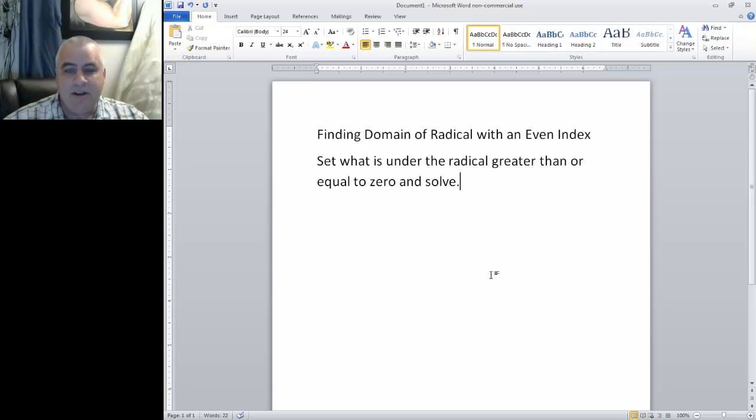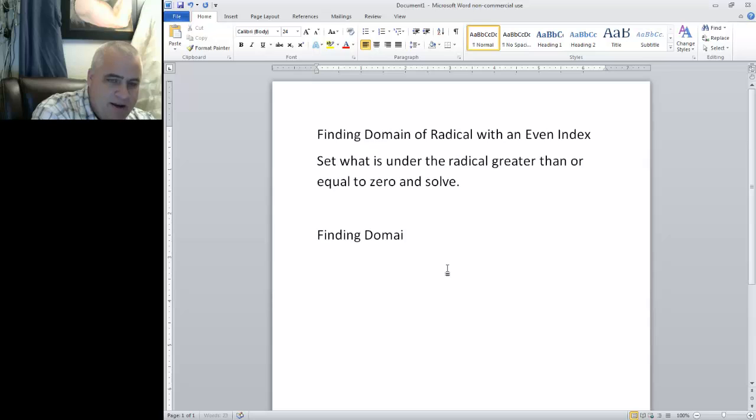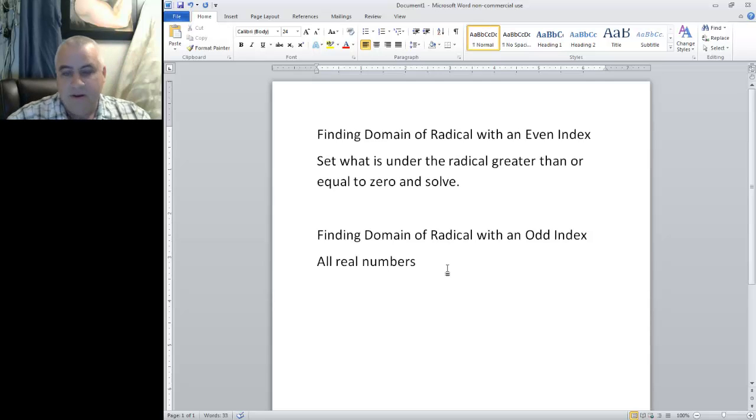This is a radical with an odd index. So, finding the domain of a radical with an odd index. And your answer is all real numbers. So pretty easy.